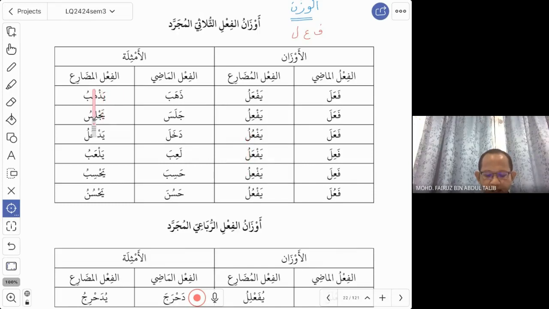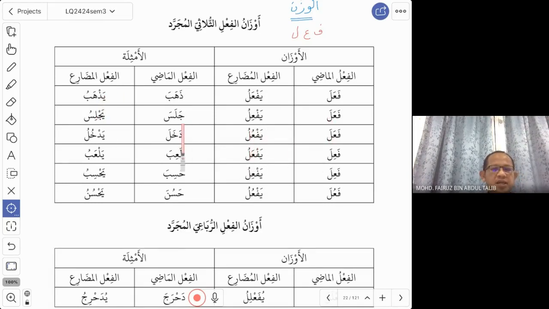So in the end, even though we have this pattern, this is only to guide us, so we can guess more precisely rather than by random guessing. But in the end, you have to refer to the dictionary to find the correct one. So this is one example. Wazan number 2, fa'ala yaf'ilu.